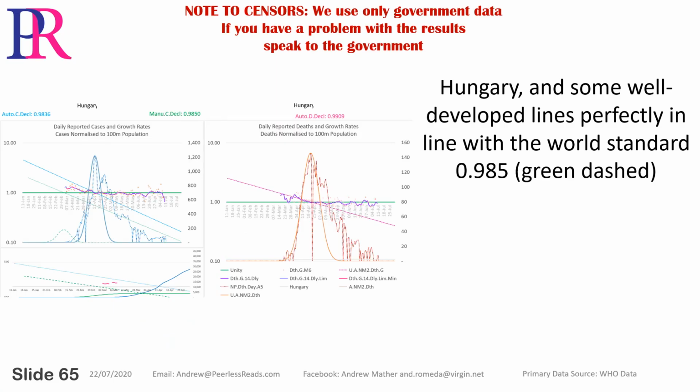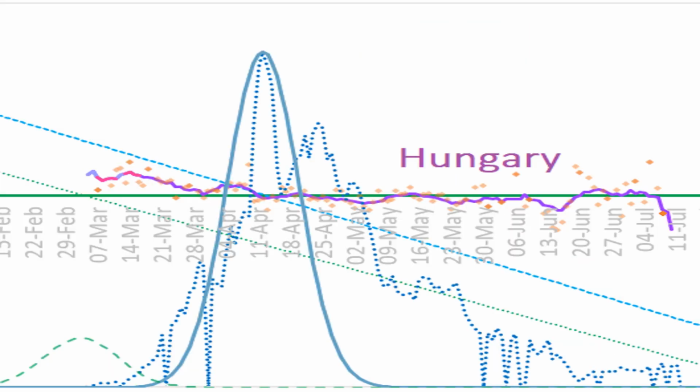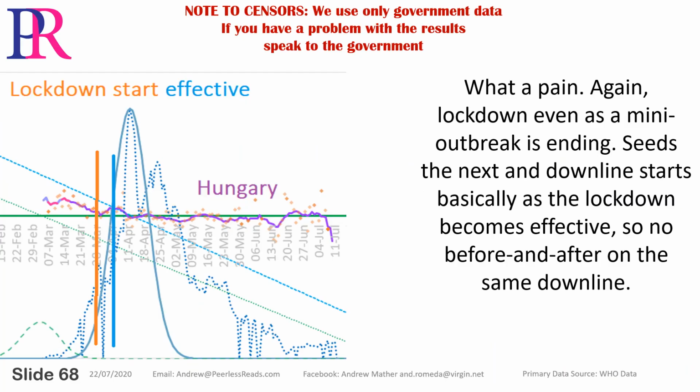Hungary, and some well-developed lines perfectly in line with world standard, 0.985, green dashed. What a pain. Again, lockdown even as a mini outbreak is ending. Seeds the next and downline starts basically as the lockdown becomes effective. So no before and after on the same downline.